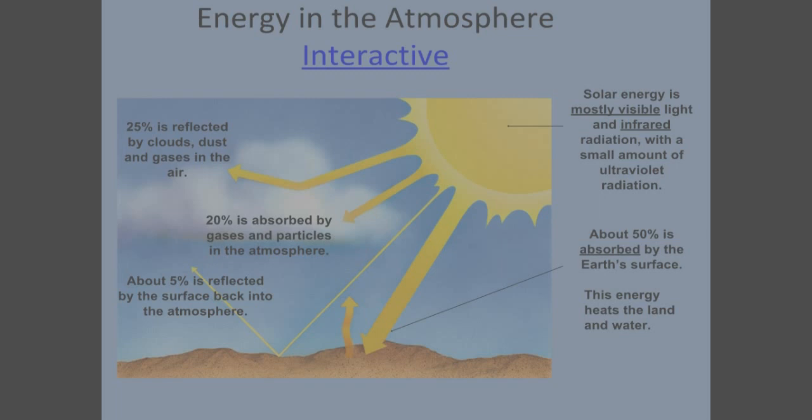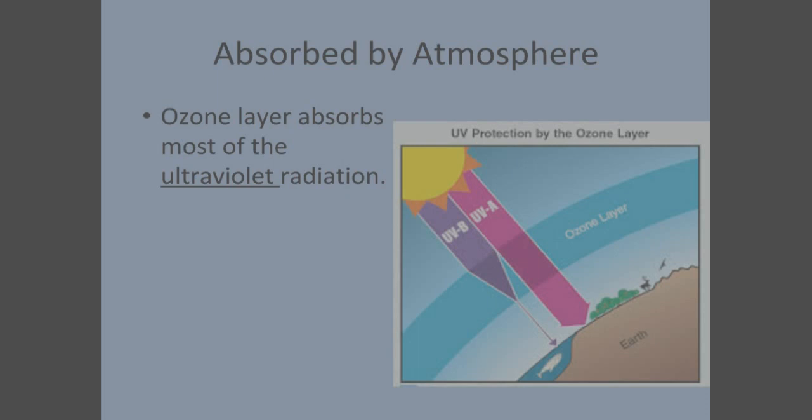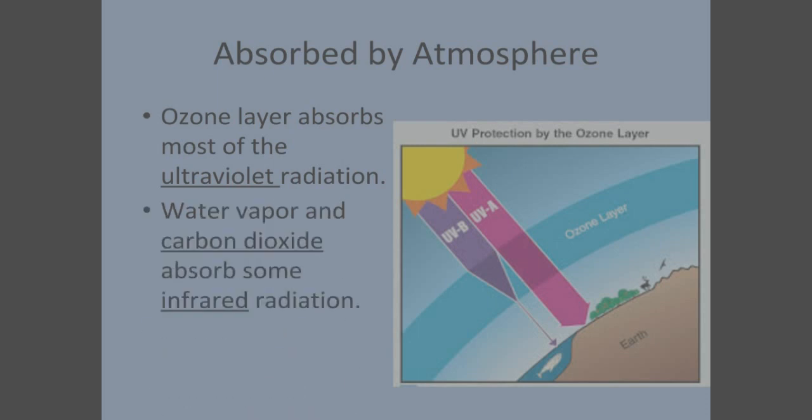And what happens to that 100%? It needs to be even to keep our energy from the sun in balance. If you take a look at this picture, it goes into further detail about how our atmosphere absorbs this light. We know that the ozone layer absorbs most of the ultraviolet radiation. Some water vapor and carbon dioxide absorb some of the infrared radiation. And then we also have the clouds and dust and other gases that absorb energy.